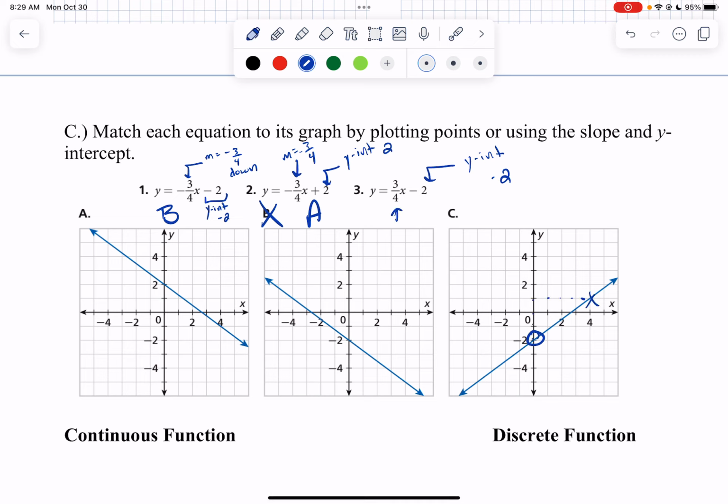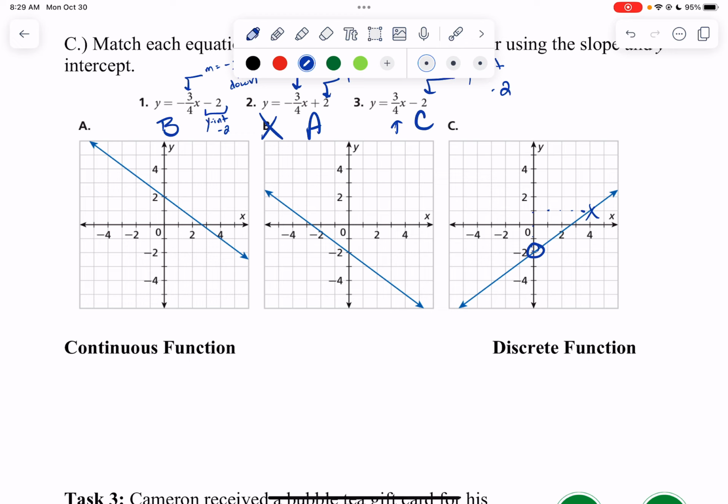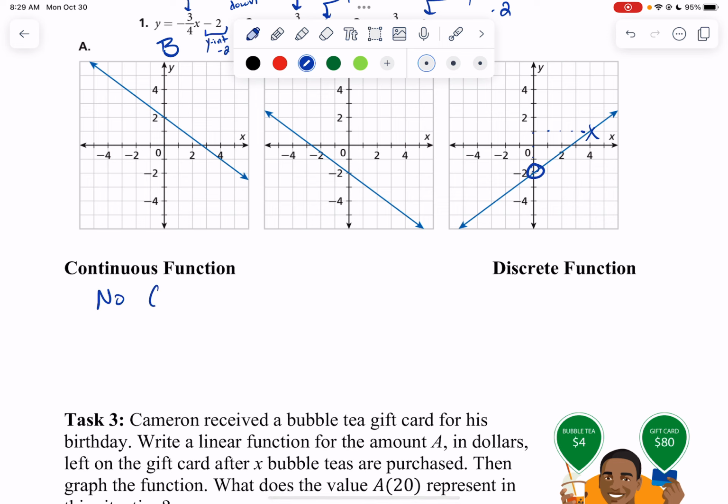Okay. Now we have to talk about one last thing before we get into an application type problem, and that's the difference between a continuous function and a discrete function. A continuous function is one that has no gaps or breaks, meaning it can be drawn without lifting the pencil.